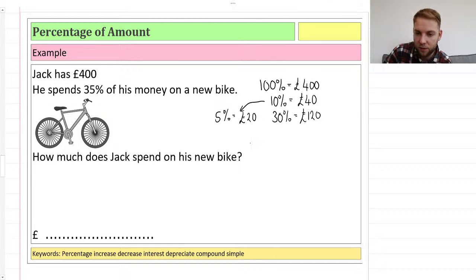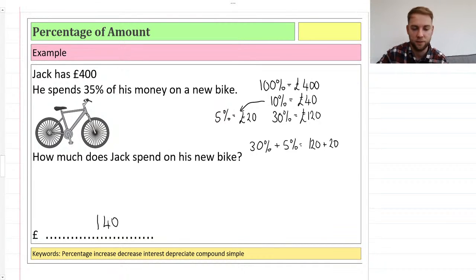And then 35% is going to be 30% plus the 5%, which is equal to 120 plus 20. So the price he pays for the bike is £140. Well done to everybody who's got that. Nice and straightforward.